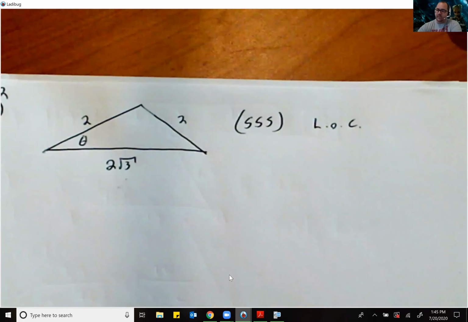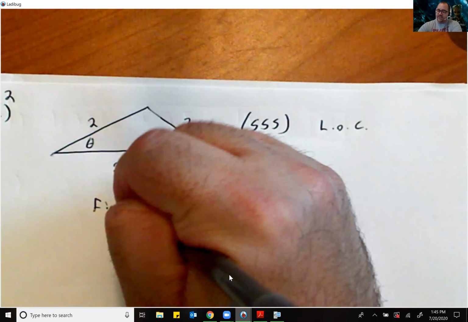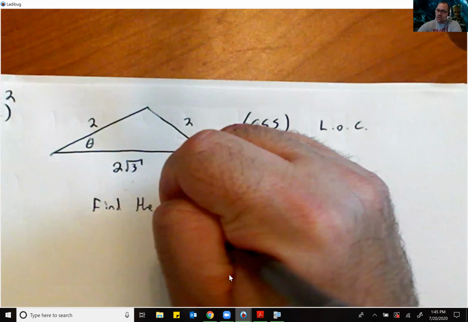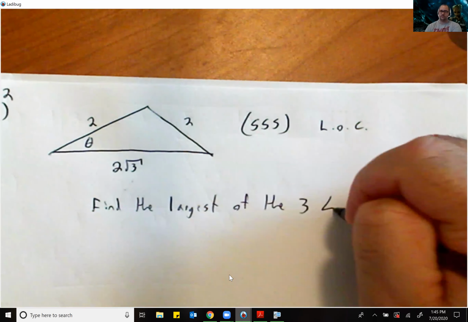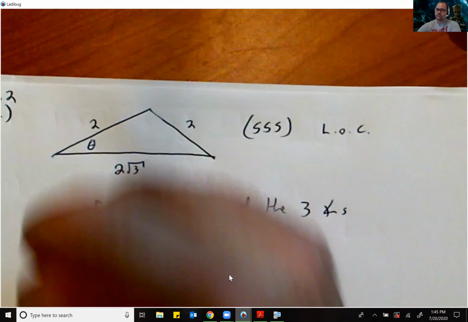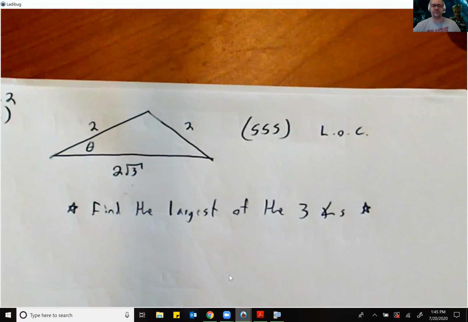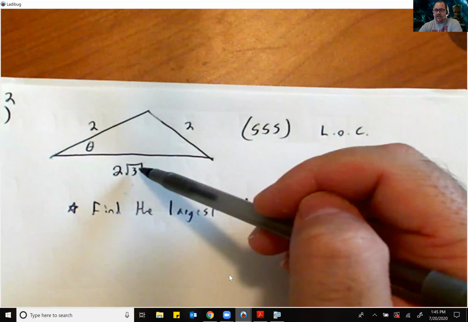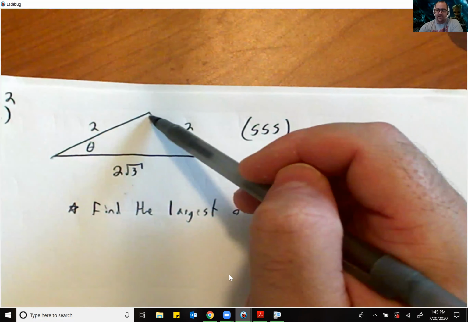Now, this is the one where we want to find the largest of the three angles. Super important. We're going to find the largest of the three angles first, which has to be across from the largest side. Here is my largest side. That means this is the largest angle right here. So we can't find theta yet. We got to find this guy.